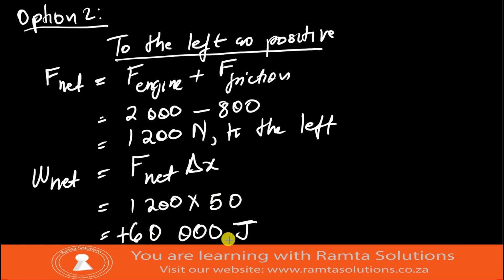Positive work is done. Remember, when positive work is done, it means energy is being transferred to the object. In this case, energy is being transferred to the car. All right, so now we might just look at the inclined surface. So let's look at it.